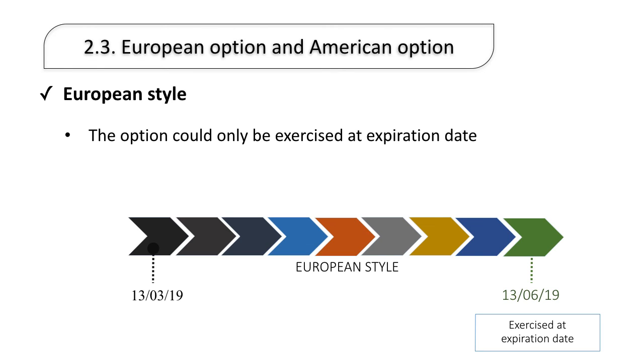For example, on the 13th of March, 2019, Company A buys a euro call option from Bank X. The expiration date is the 13th of June, 2019. In European style, the company could only execute the contract on exactly the 13th of June, 2019, not even a day before or after.